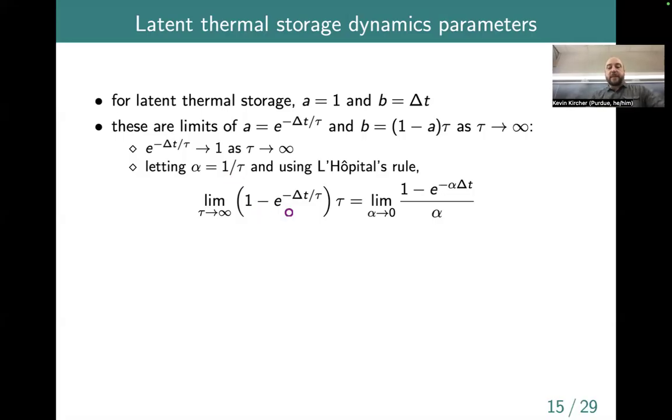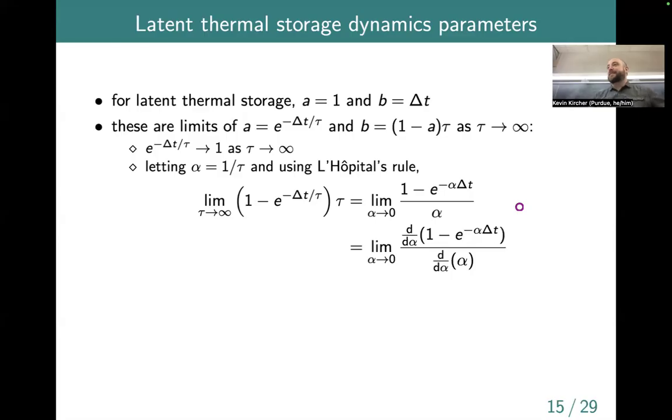And then we want to find the limit of B here, 1 minus e to the minus delta t on tau, all of that times the time constant tau. So we can write that in terms of the alphas rather than in terms of tau. And then here we can use L'Hopital's rule.